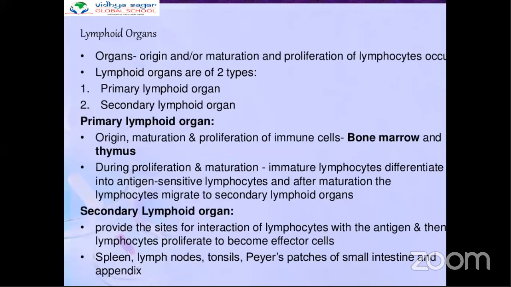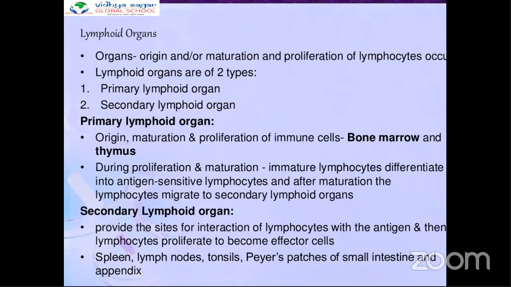Lymphoid organs are organs where immune cells originate, mature, and proliferate, that is, increase in number. There are two types of lymphoid organs, primary and secondary. Primary lymphoid organs consist of two things: bone marrow and thymus. Secondary lymphoid organs consist of three main things: spleen, lymph nodes, and mucosal associated lymphoid tissues.